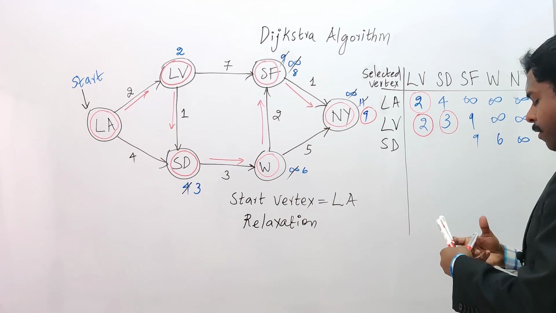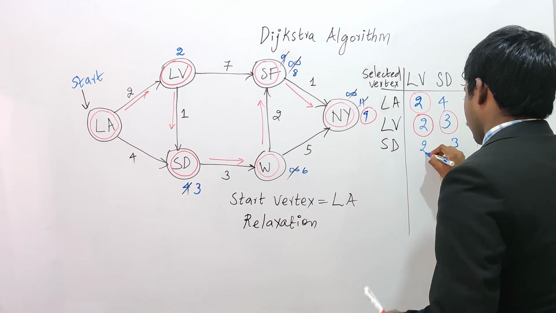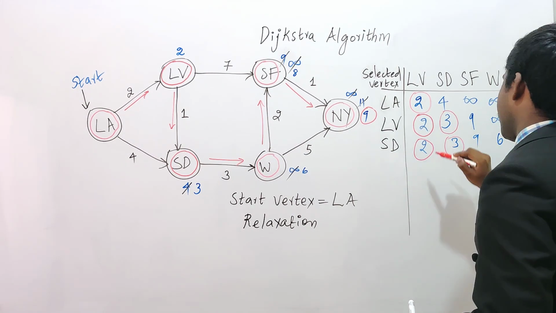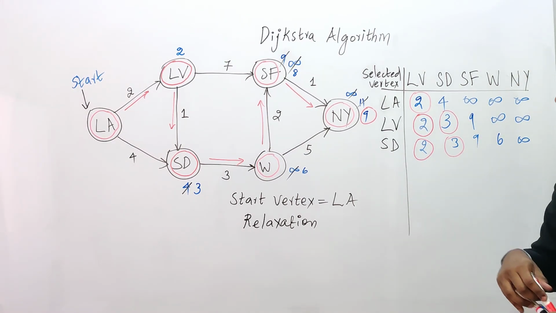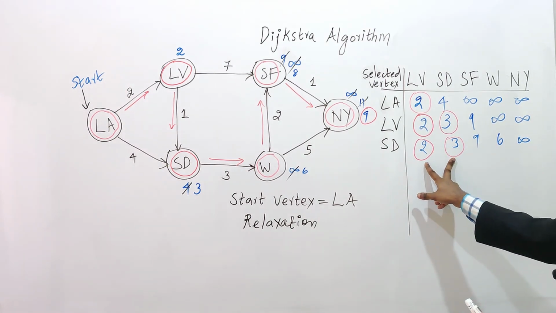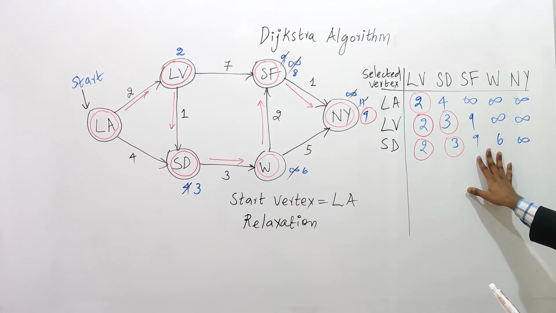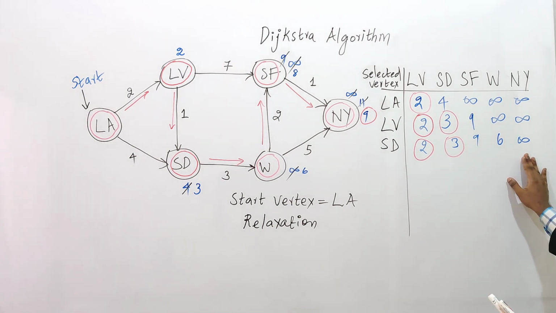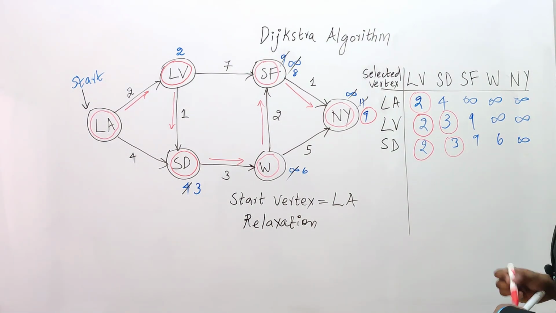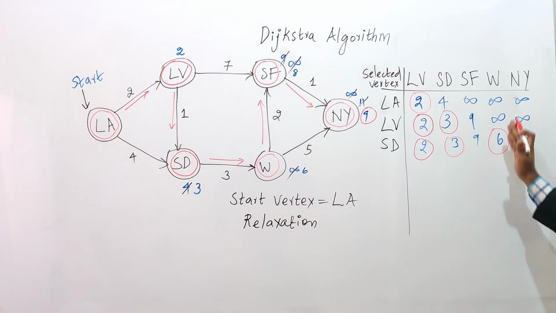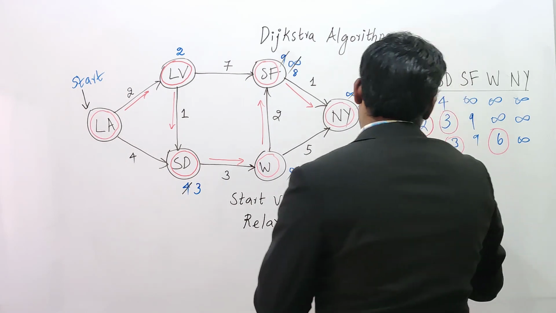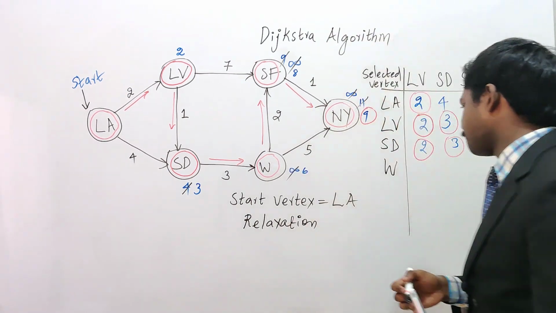Alright, so this will be 3, this will be 2, and I've already selected and traversed all of these, so they are in this circle, okay? Now, which is the smallest? Which is small among these 3? 9, 6, and infinity, 6 is smaller. So I'm choosing 6 now. What is corresponding to 6? W. So W is Washington. So I'm going to choose Washington now.